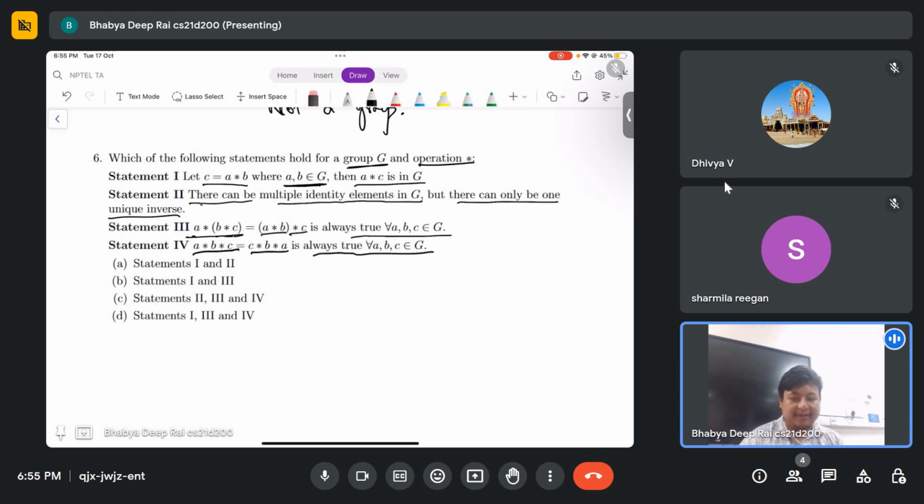So can you think about these questions for a while and try to figure out what the answer is? Which of these statements are correct? Which of these options?